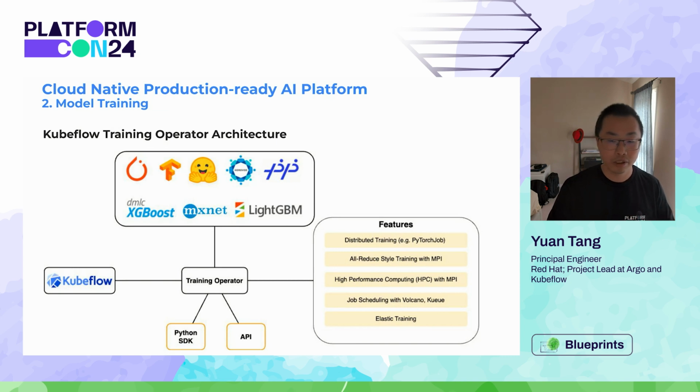And it supports multiple distributed strategies like all-reduce style training with MPI, and also parameter server-based distributed model training. It also supports different job scheduling frameworks with Volcano and Kueue, and it also supports elastic training.